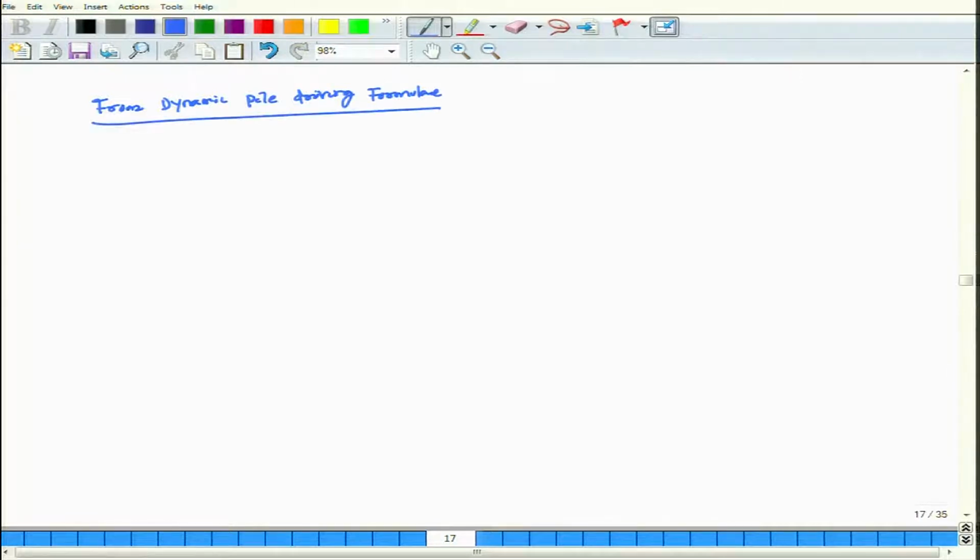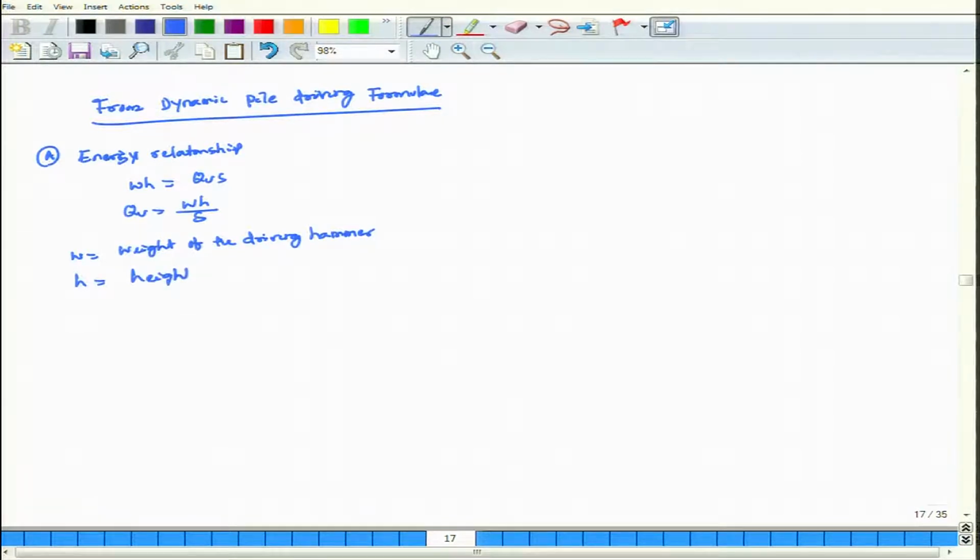So if I put an energy relationship, first one is your energy relationship, that means pile driving, hammering of the pile, then what will happen? WH is equal to Qu into S. So Qu is equal to WH by S. So W is equal to weight of the driving hammer, and H is equal to height of fall of hammer.